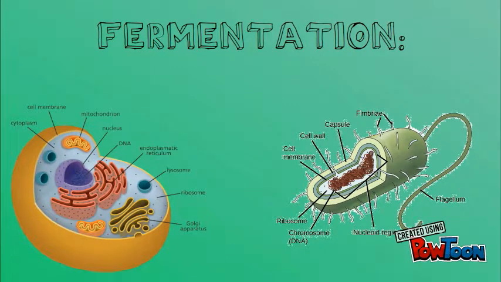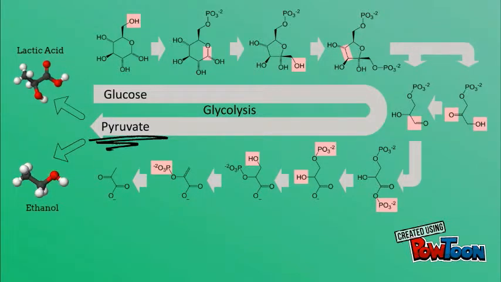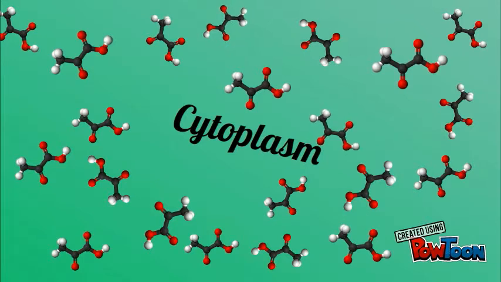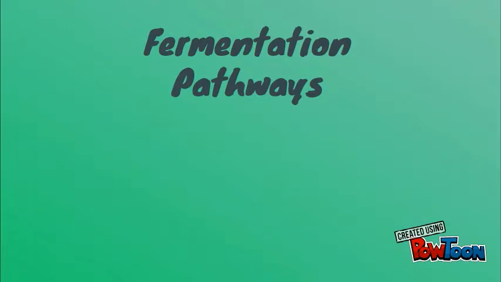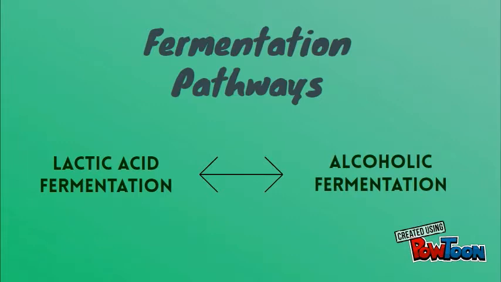Next up, we have fermentation, a common anaerobic pathway used by many different prokaryotic and eukaryotic cells. It involves chemical reactions following the process of glycolysis to convert pyruvate into waste molecules such as lactic acid or ethanol. Without these reactions, pyruvate would accumulate within the cytoplasm and stop the entire process of glycolysis. And so, there are two types of fermentation pathways used by organisms: lactic acid fermentation or alcoholic fermentation.